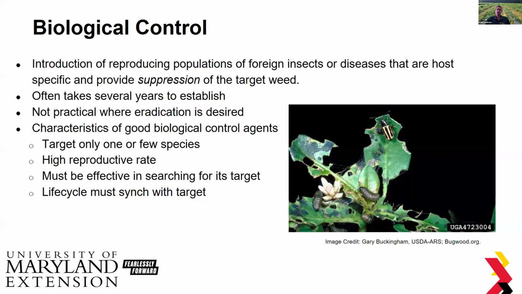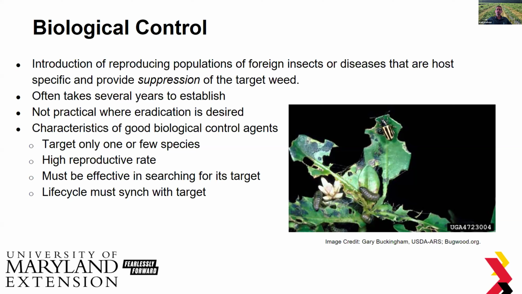If you happen to have an insect that is able to eat all of your invasive plants, then think about it. There's no more food source for that insect to survive. So there has to be that balance between invasive plant and biological control. Problem with these biological control measures is they often take years to establish, and it's not really practical where eradication is desired. Again, you have to have a host to support that biological control agent.